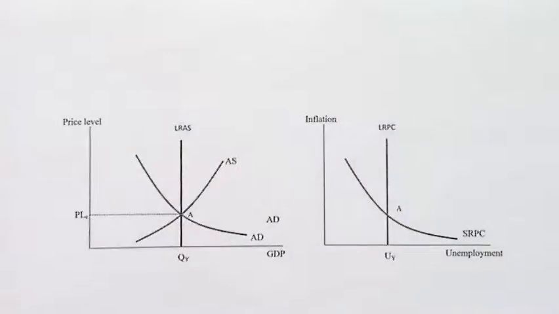Let's assume that an economy is in equilibrium. Look at this aggregate supply, aggregate demand graph. So we have GDP and price level, the aggregate demand, aggregate supply, and the economy is in equilibrium at point A with GDP QY and price level PLE.